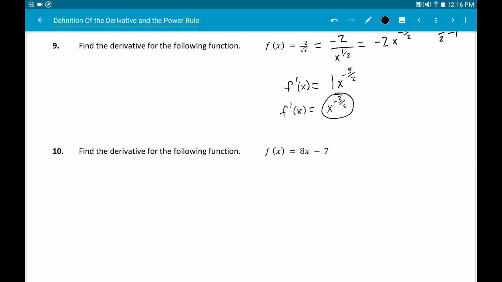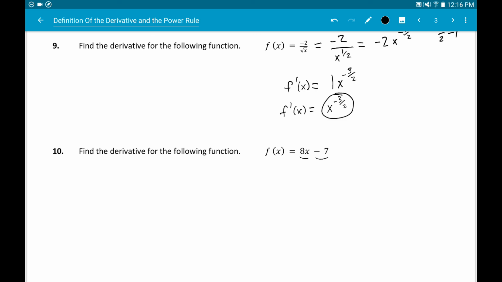Down here in number 10, this is the first problem you see where you've got multiple terms. This is kind of a segue into the next video, which deals a lot more with multiple terms than this section does. Most everything in this section is a single term, but you've got two terms here. You've got 8x as a term, and minus 7 as a term.